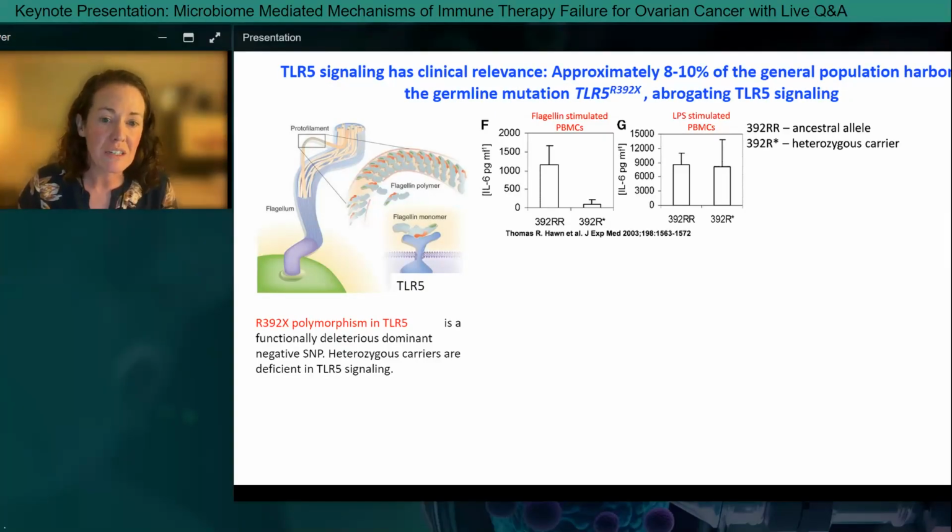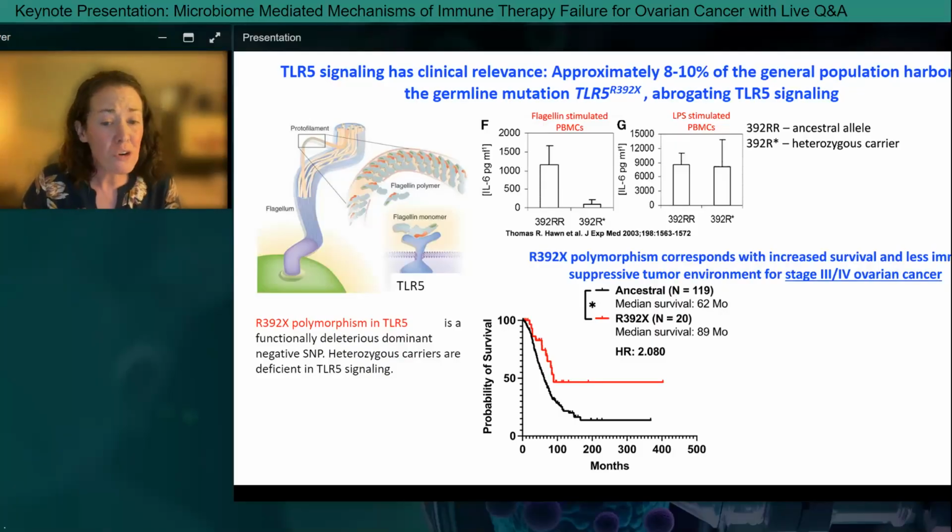And so you can see here these PBMCs, or peripheral blood cells, that are stimulated with bacterial flagellin are unable to respond, and these are heterozygous carriers. However, their response to LPS remains intact. For ovarian cancer, this also has clinical significance.